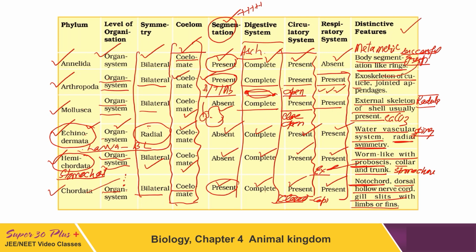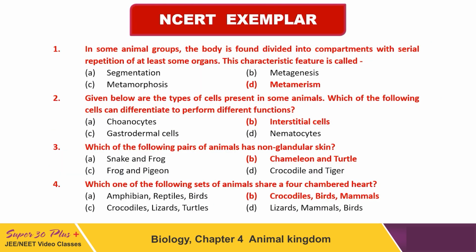An important character. So on the basis of this, children, at least two to three questions, and if you go through this table and logically remember it, a good number of questions of this chapter can be covered by this table only. Okay, now we'll proceed to the next part, that is NCERT exemplar.